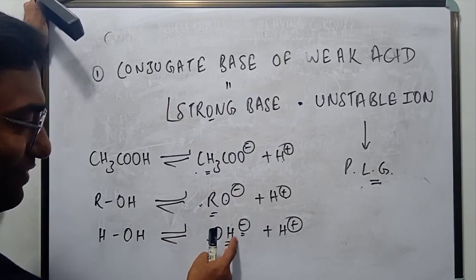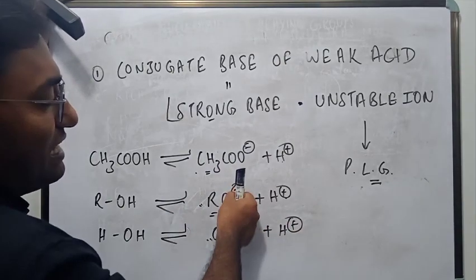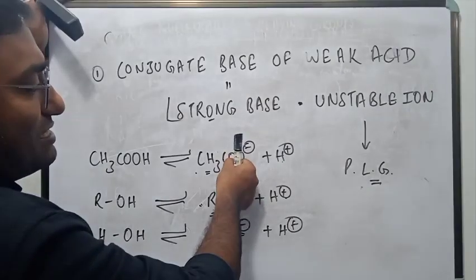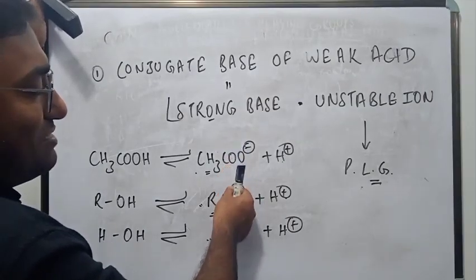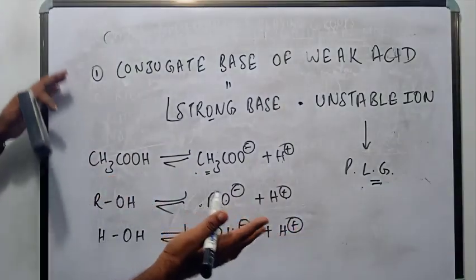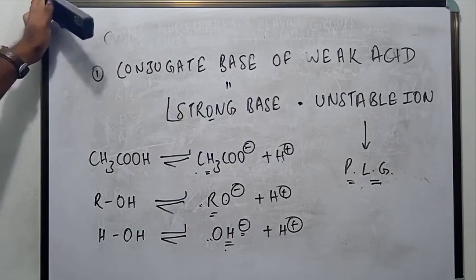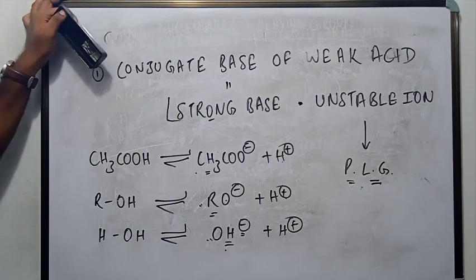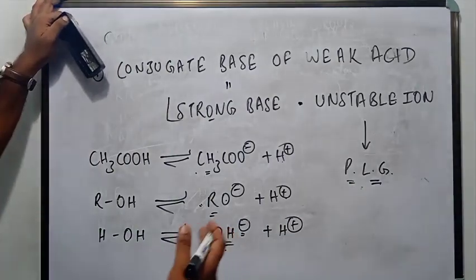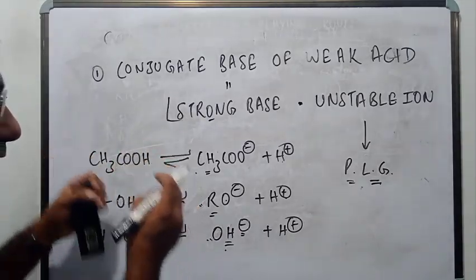Okay, they can donate the pair of electrons and get involved in reaction. They are very reactive. They are unstable ions. That means the formation of an unstable ion won't be favored, right? So that would make it a poor leaving group. They won't leave so easily from the substrate molecule. So that explains the first way to find out whether an ion is stable or not.